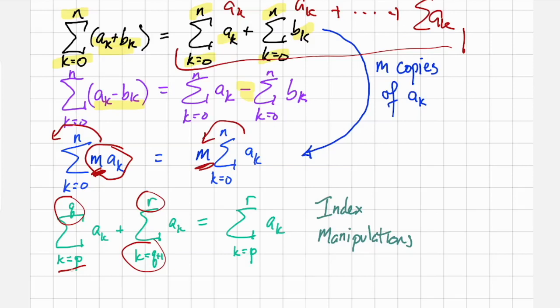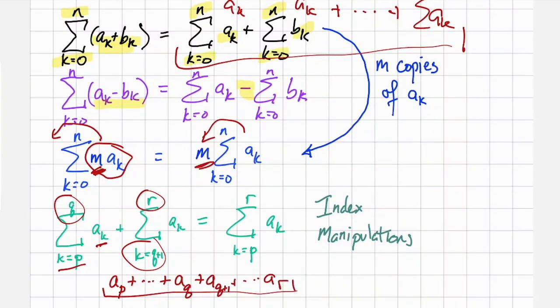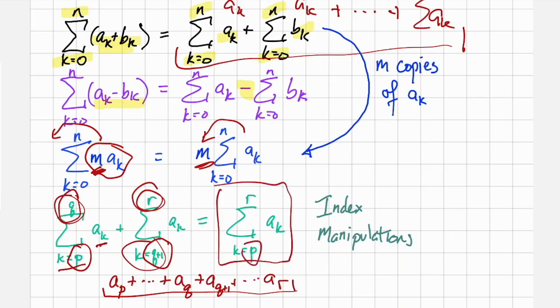Another manipulation we might do with summations is with the indices of the summations. What we recognize is that summing the terms of this series, when we start out at p and go up to q, and then go from q plus 1 up to r, is the same as starting at p and going up to r. So when we have two summations, one that starts at p and goes up to q, and the next one starts at q plus 1 and goes up to r, we can combine those two summations into one summation that goes from p up to r. Often we'll use this in reverse by subtracting one summation from the other.